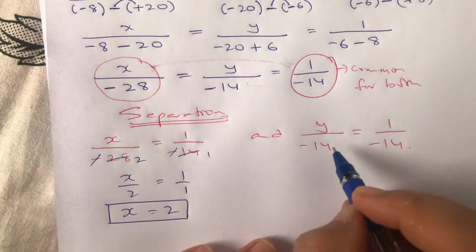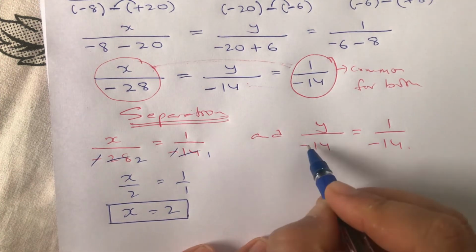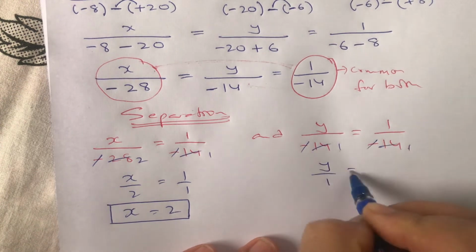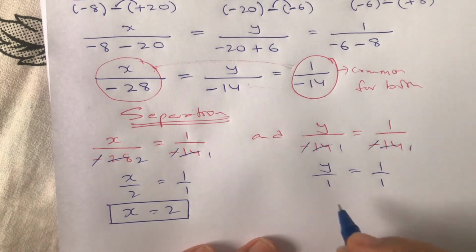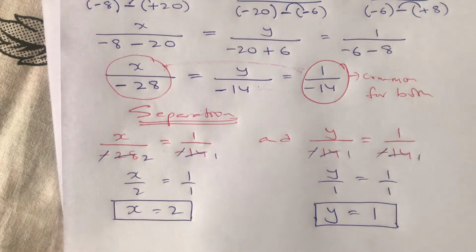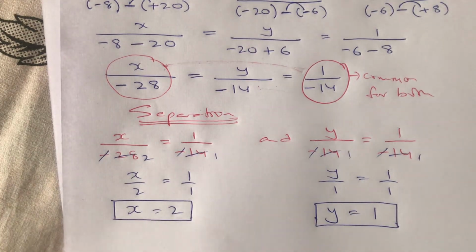And then this one, okay, if I want to get y, again before I cross multiply, minus and minus get cancelled, 14 1s are 14, 1s are 14. So I get y by 1 is equal to 1 by 1. So 1 and 1 we don't have to write, so y is equal to 1. Okay, so this is how we get the value of x and y using the cross multiplication method.